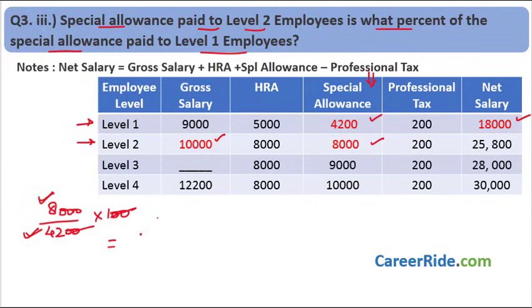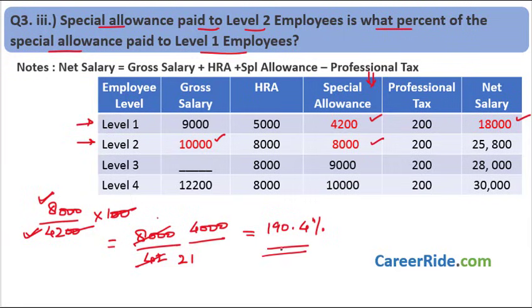It works out to 8,000 upon 42. Can I reduce this? Yes. 2 ones are 2, 2 2s are 21, and this is equal to 4,000, right? So basically, if you solve this, this will work out to 190.4%. So the special allowance for level 2 is approximately 190.4% of the special allowance for level 1. This is very, very simple, nothing difficult at all here.